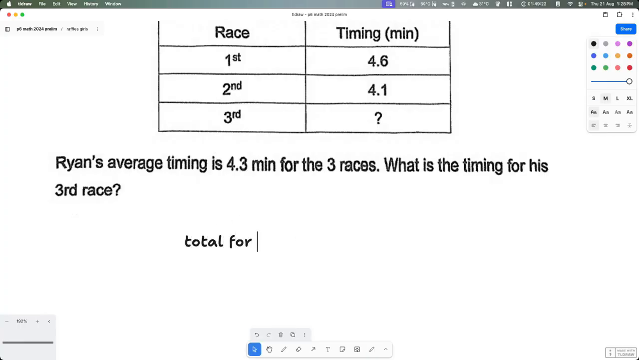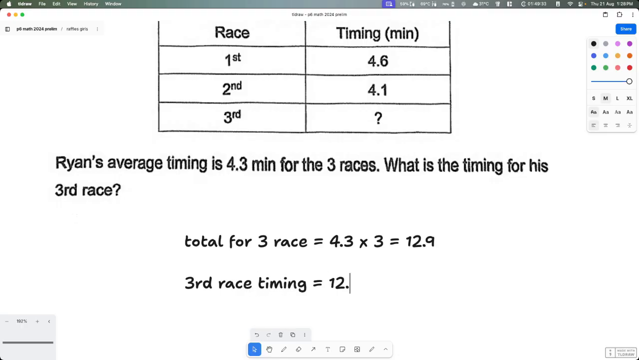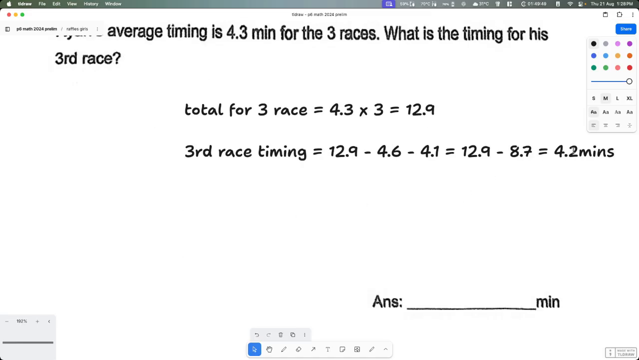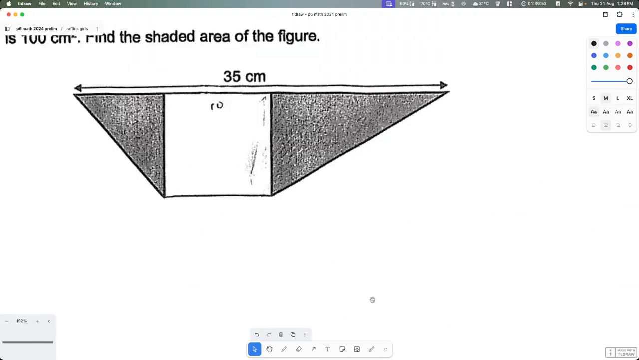So total for 3 races is equal to 4.3 times 3. This is 12.9. Okay, so third race timing is equal to 12.9 minus 4.6 minus 4.1, which is equal to 12.9 minus 8.7. In this case, it is equal to 4.2 minutes. Okay, so that's the answer, 4.2 minutes. All right, let's move to the next question.